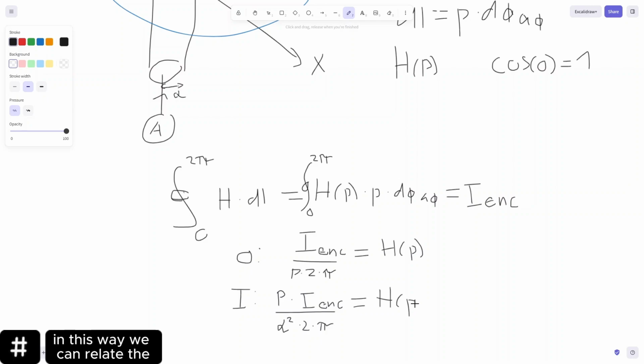In this way we can relate the magnetic field intensity to the current and the geometry, which is kind of neat because then we can determine what kind of magnetic field we would expect around the wire.